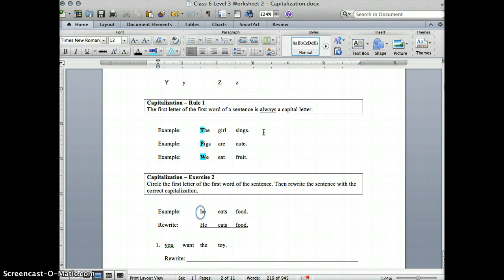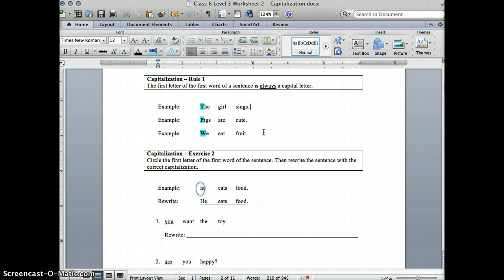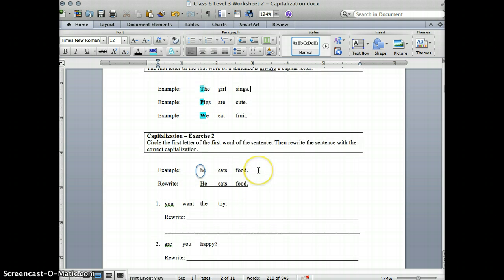So now using that rule, we're going to start exercise 2. So what we have to do is circle the first letter of the first word of the sentence and then rewrite the sentence with the correct capitalization. So I'll go through the first 3 examples of this. So let's go through the example though. Our example is he eats food, and we have to go ahead and circle the first letter of the first word. And the first word here is he, and the first letter is H, as you can see right here. The H has been circled in this blue circle that you can see right here.